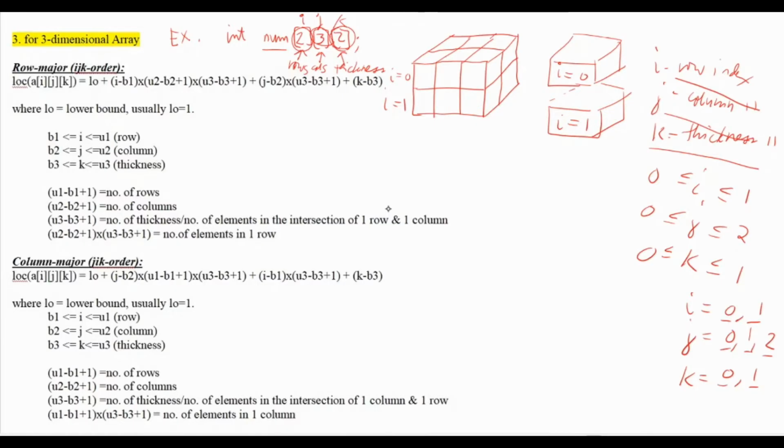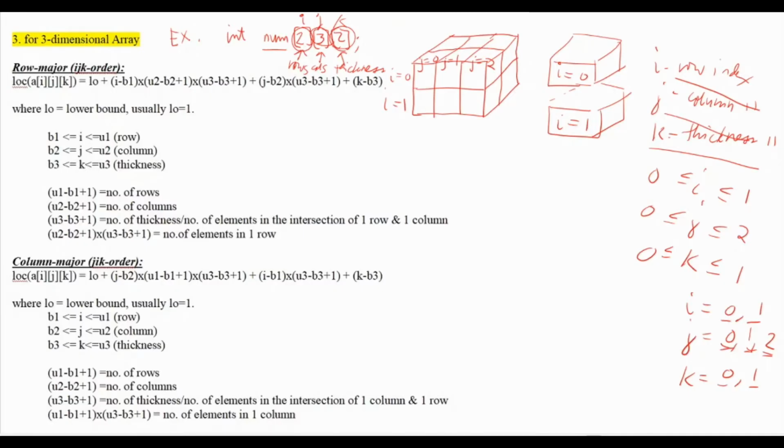For the columns, there are 3, which are j equal to 0, 1, and 2. So this one here is our j equal to 0, the first column. This is j equal to 1, the second column, and this is j equal to 2, the third column. So again, the first column is j equal to 0, the second column is j equal to 1, which is the middle column, and the third column is this part here.